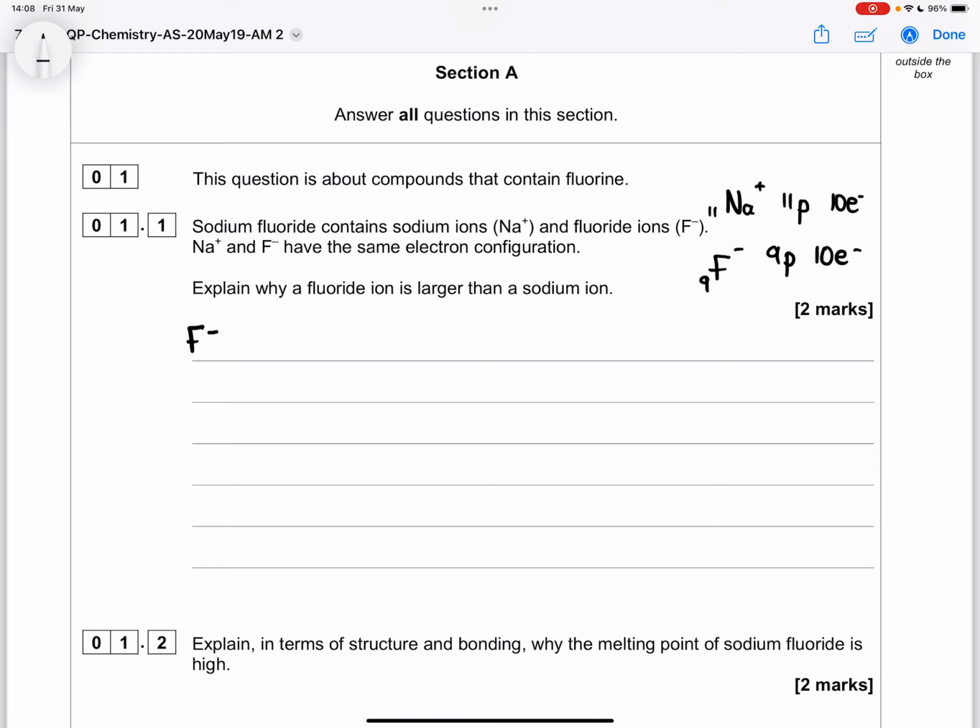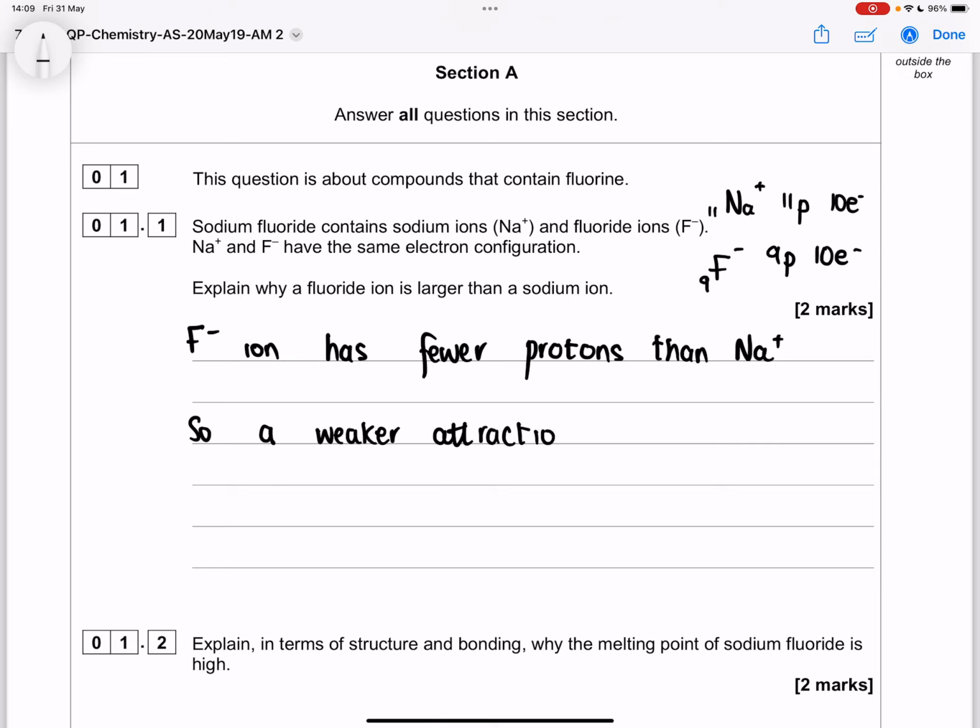So F- ion has fewer protons than Na+. So a weaker attraction between the nucleus, where those protons are, and the outer shell. So that outer shell is not held as tightly.